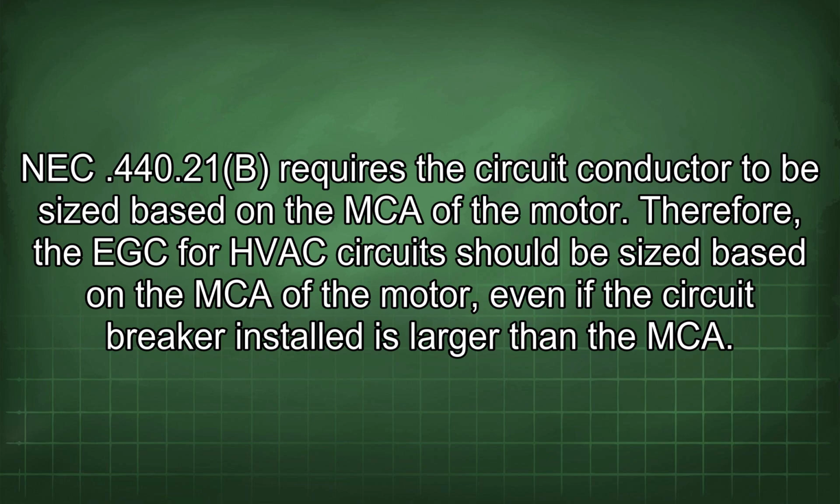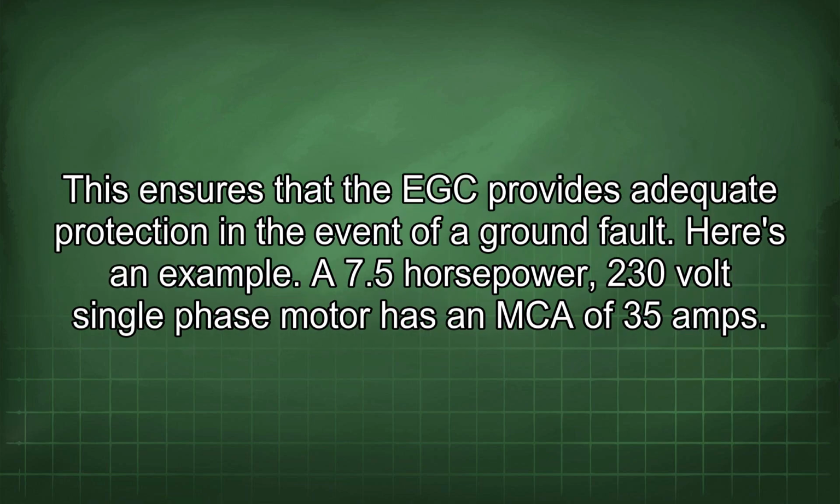Therefore, the EGC for an HVAC circuit should be sized based on the MCA of the motor, even if the circuit breaker installed is larger than the MCA. This ensures that the EGC provides adequate protection in the event of a ground fault.